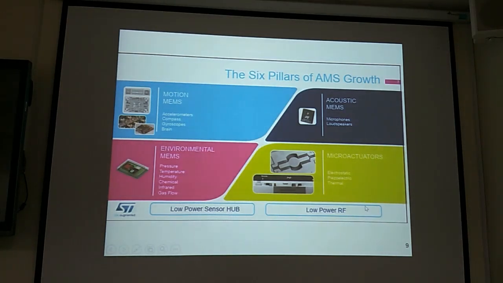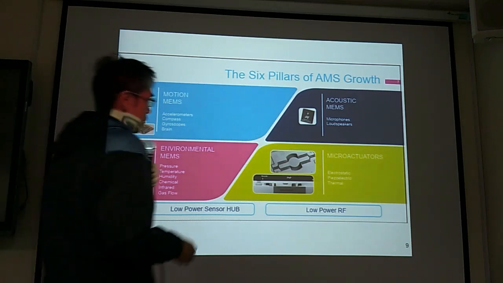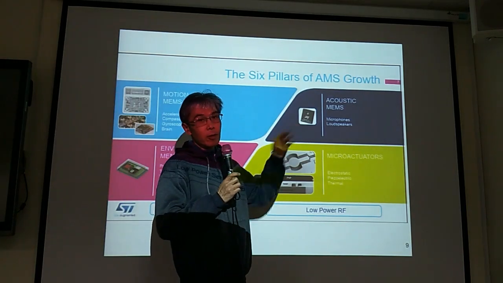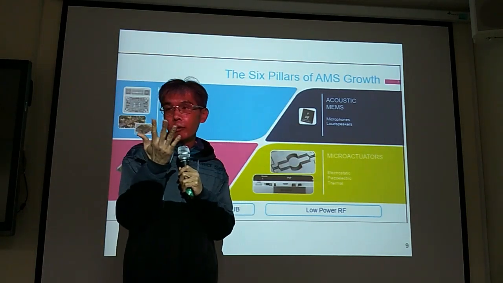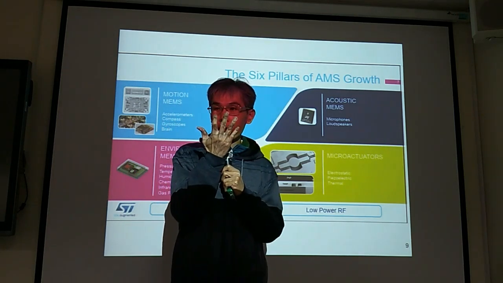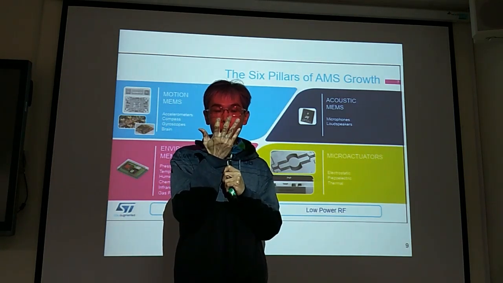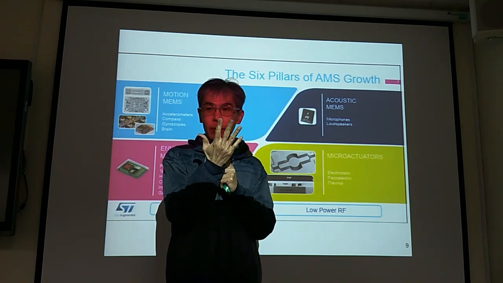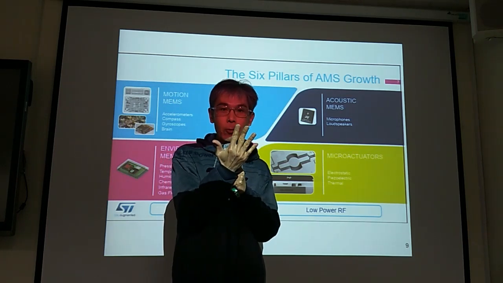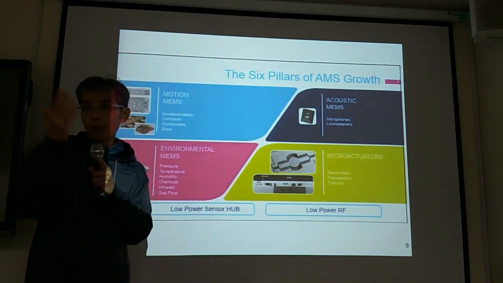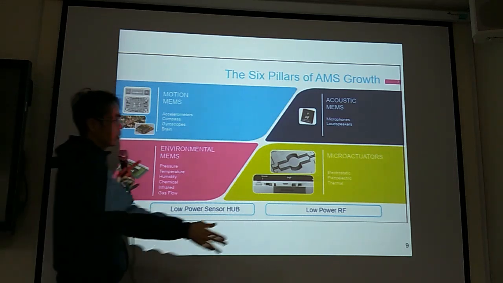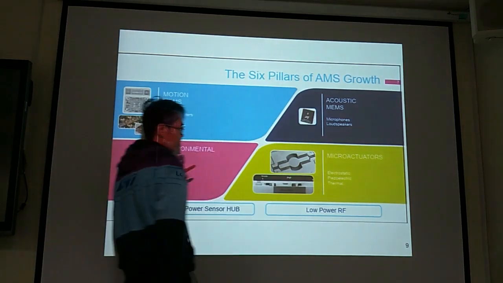Because we focus on sensors, in our world we have a lot of sensors. We have sensors everywhere, like the microphone. When you use your cell phone, you need a microphone to talk, to receive your sound through the microphone and transmit to other cell phones. So the microphone is the main sensor.